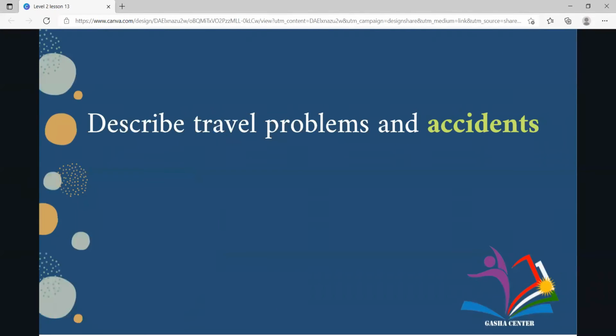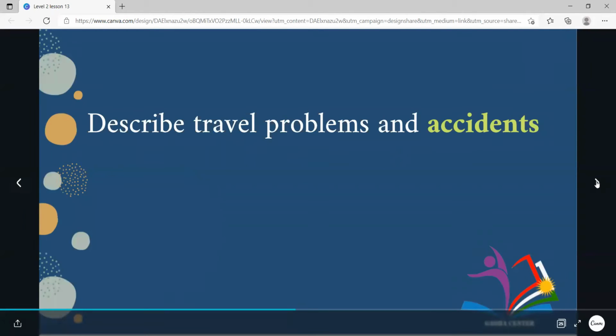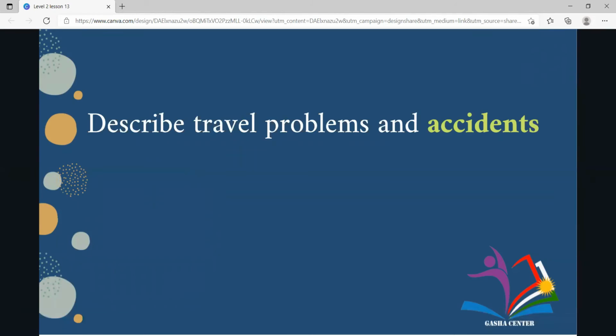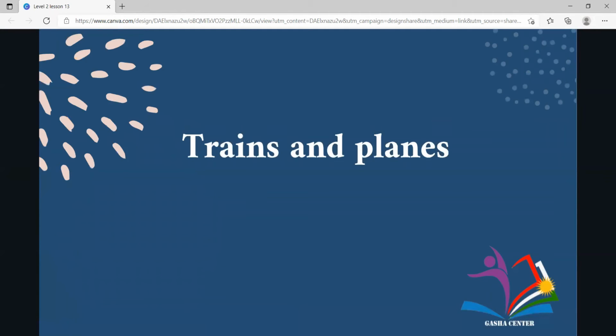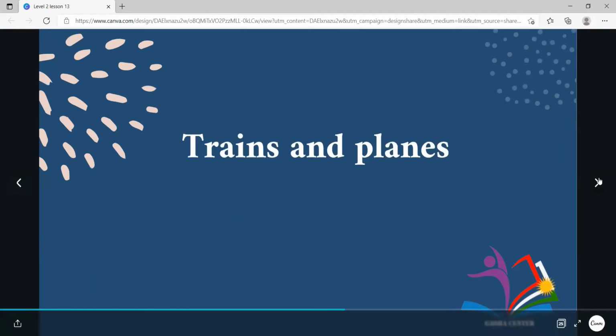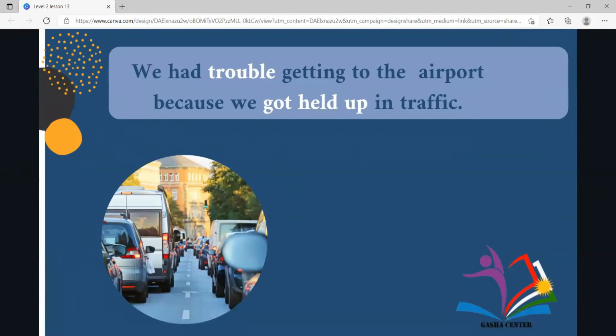Yes, let's go to describing travel problems and accidents. When you travel, we will have some problems and accidents. Let's know what they are. Yes, in trains and planes especially. What are the problems in trains and planes?